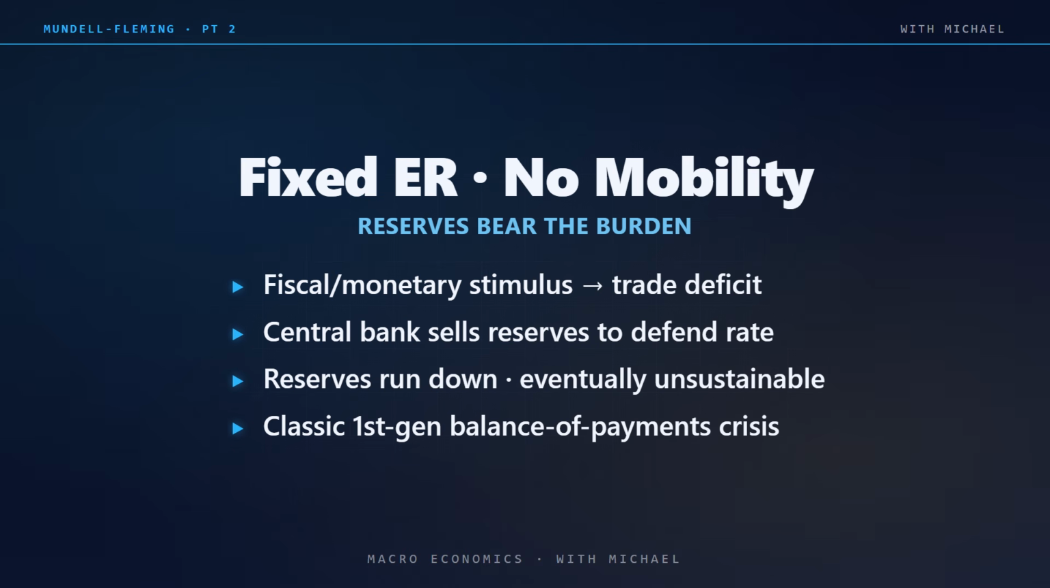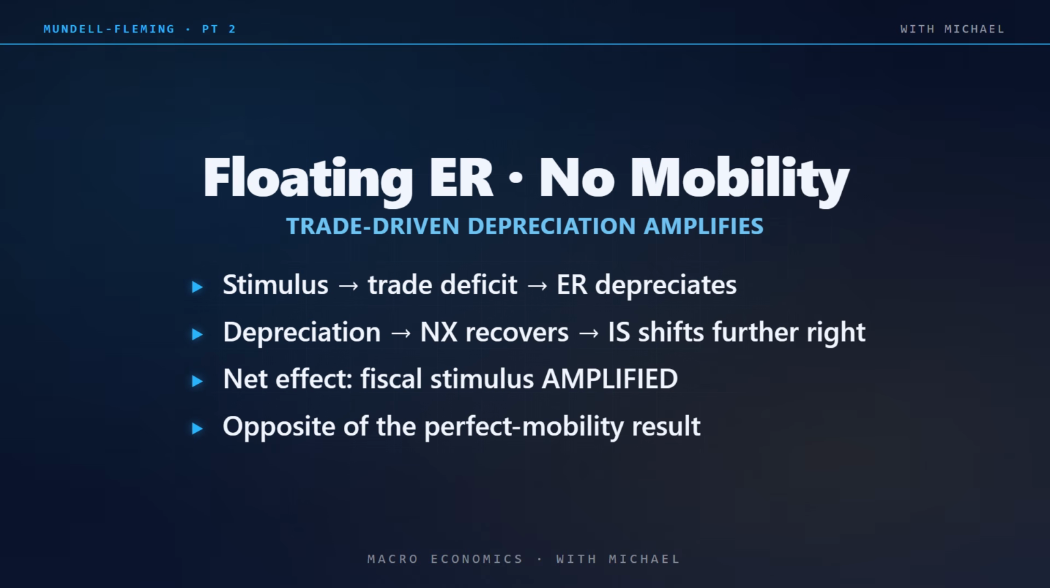These results contrast sharply with the perfect capital mobility case from Part 1. There, floating rates made fiscal policy weak. Here, floating rates make fiscal policy potentially even more powerful. The shift in regime from no mobility to perfect mobility completely reverses the policy implications. This is one of the cleanest demonstrations of the importance of the financial structure for macroeconomic policy.